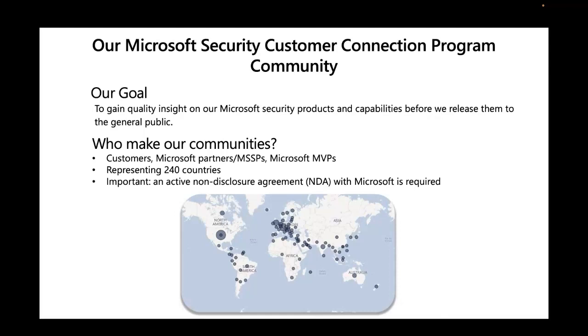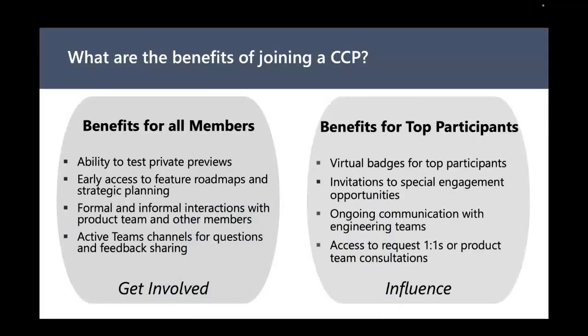You can see a little bit of information on who makes our current community here on this slide, but we have over 5,000 members in our private communities who actively help us engineer better security products for our customers and our partners. One important thing to mention is that to become a member, your company must have an active non-disclosure agreement with Microsoft, as the information that we share with the members of our communities is confidential. It's information that has not yet been announced to the public, precisely to be able to capture feedback before those new experiences and those new features go to the public.